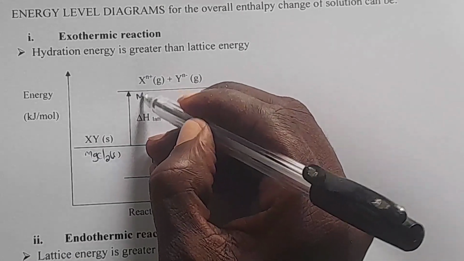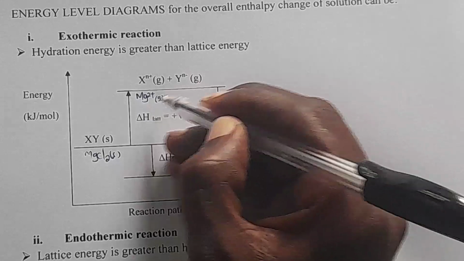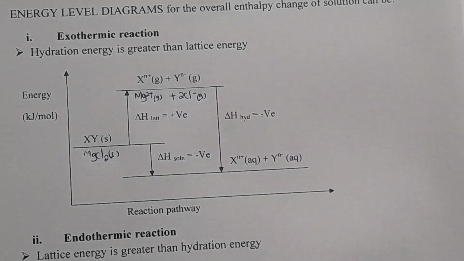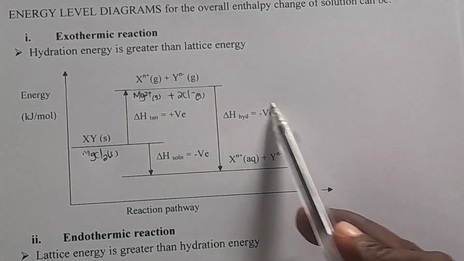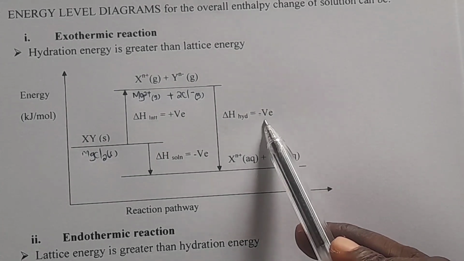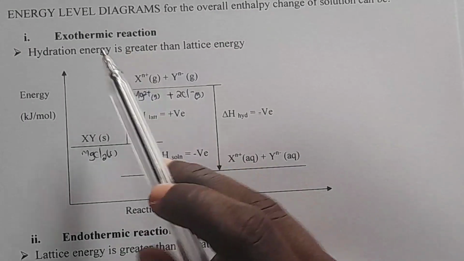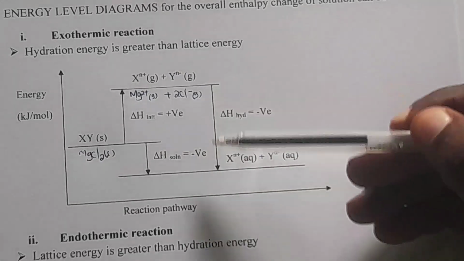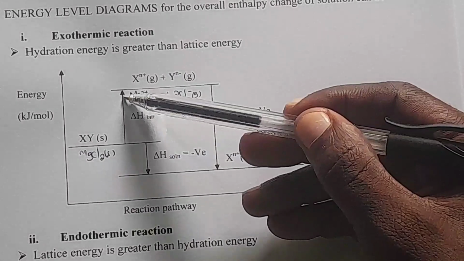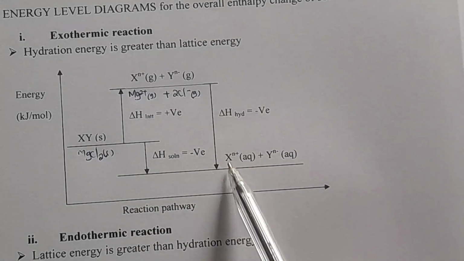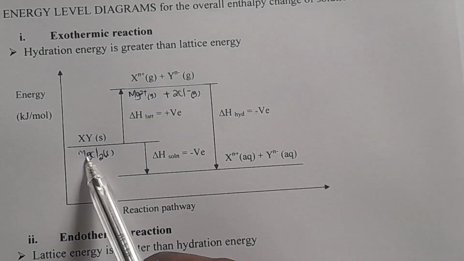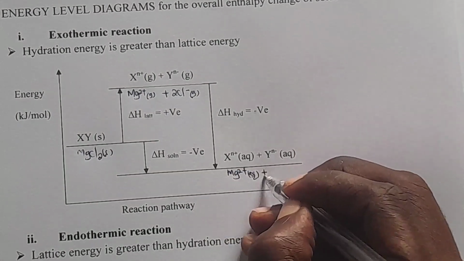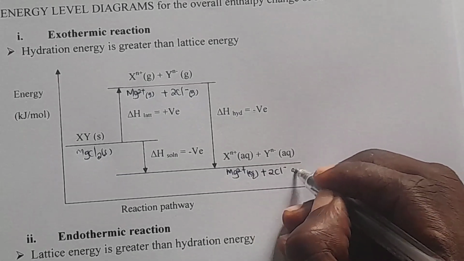What I mean is we are going to have Mg2+ in gaseous state plus 2 chloride ions, again in gaseous state. That's what we are supposed to have. On the other side, we are going to have hydration energy, and hydration energy is negative. So this is an exothermic reaction. We said hydration energy is greater. That's why you can see the hydration energy is greater than the lattice energy. So here we are going to have Xn+ aqueous. That means your X was magnesium. So here you are having magnesium ion aqueous, plus 2 chloride ions, which are aqueous.